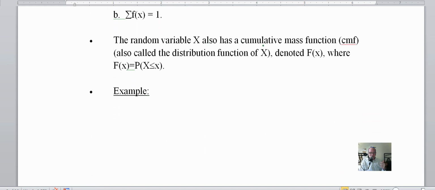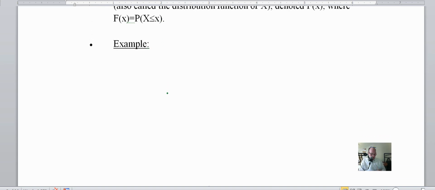A random variable x also has a cumulative mass function, also called the distribution function of x, and it's denoted capital F of x, where F of x equals the probability that x is less than or equal to some other number. So let's make this a little more concrete.